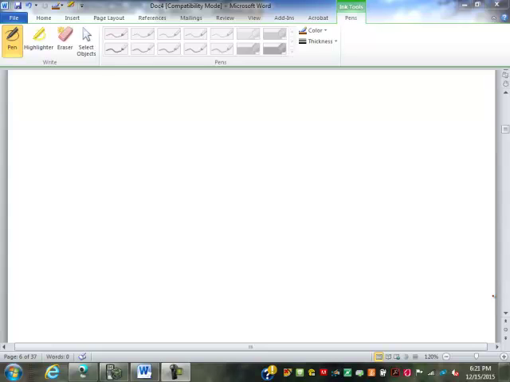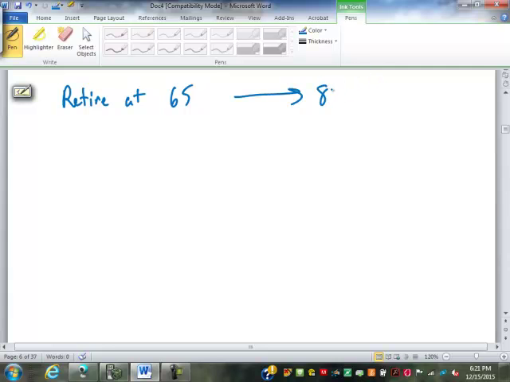We're going to look at two scenarios here. The first scenario is we want to have, in retirement, we're going to retire at 65. And we're going to plan on sustaining ourselves through 88 years old. So 23 years.